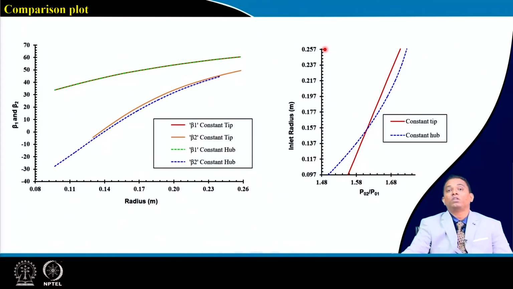Now when we did our second design, that is the constant hub diameter configuration, in that my hub is loaded low, and at the same time my tip is loaded on the higher side.